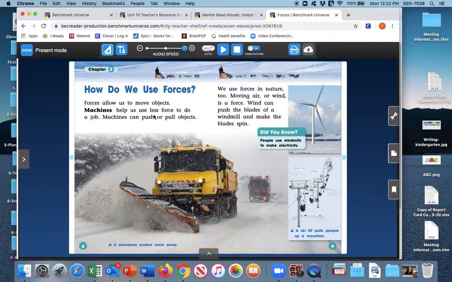Machines help us use less force to do a job. Machines can push and pull. So we can see that this big truck is using this object in front, it's a plow, to push. A snowplow pushes snow away. So using this machine allows us to be able to use a stronger force, in this case, to push the snow off of the road.